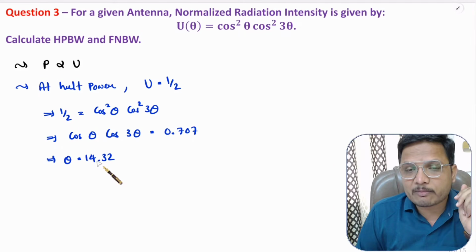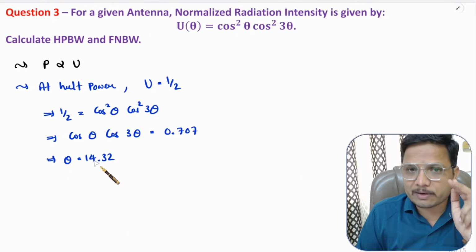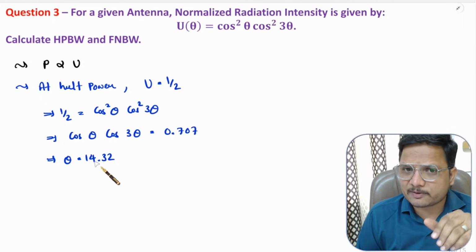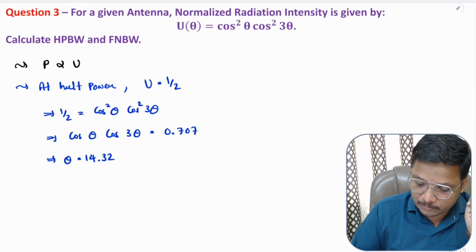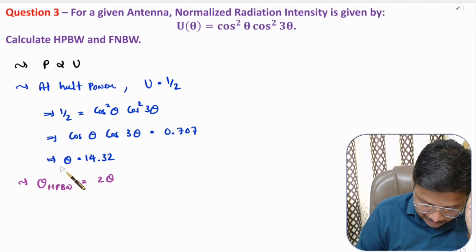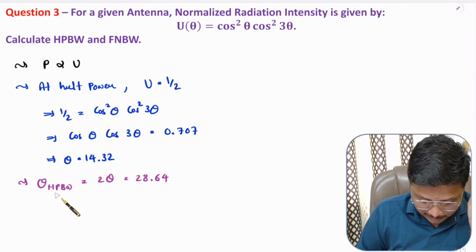So what will be the half power beam width over here? Obviously it will be double of this angle. I'll show you how it is double of this angle. I have taken this example from C. A. Balanis, and here I'll be solving it first. After that I'll explain how it is double. So if you want to calculate theta of half power beam width, then that is 2 into this angle. So if you do this, you get 28.64, that is the angle of the half power beam width.